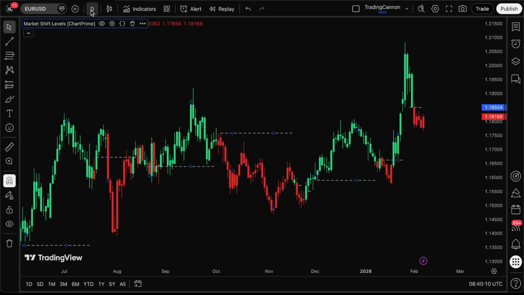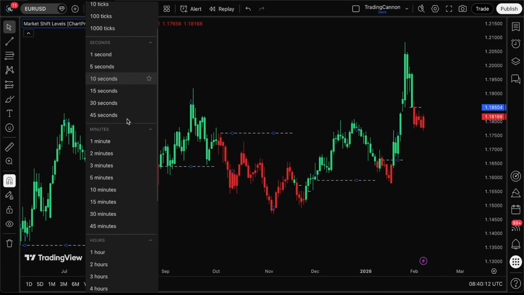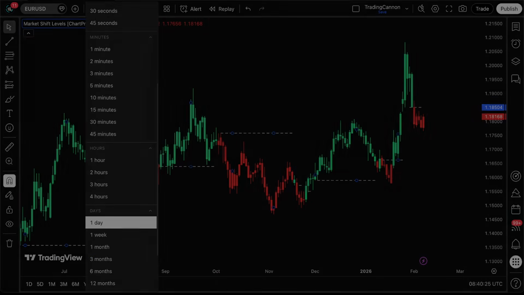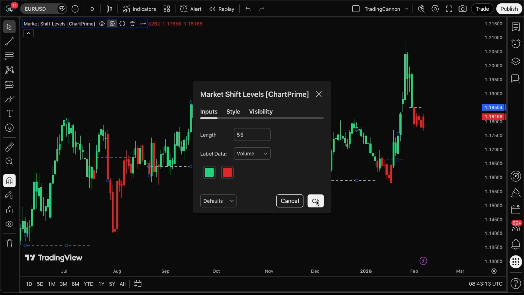For time frames, this works great on higher ones, like the 1 hour or 4 hour for spotting overall trends, but drop down to 15-minute or 5-minute for precise entries. Avoid super low time frames like 1 minute to dodge noise. Hit OK and you're set.